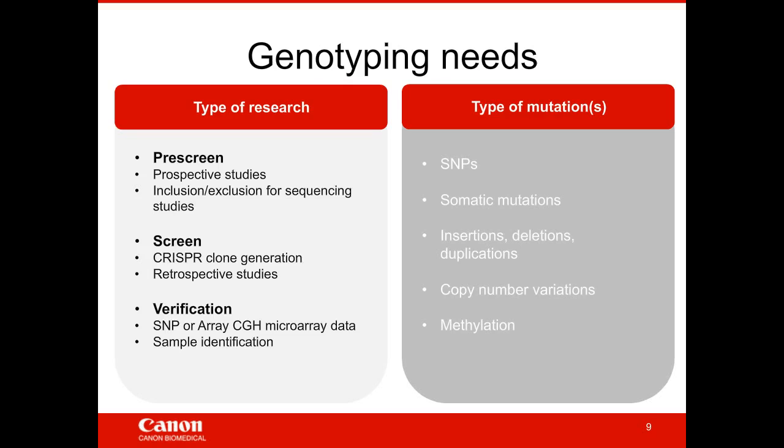So maybe you are selecting a sample to include or exclude from a larger study. The second is a screen, which is a more retrospective approach. A good example of this might be screening CRISPR clones for a specific mutation. And then lastly, you could be genotyping to verify something that you already learned from a different method or was unclear from a different method. So for example, maybe you send out samples for full genome sequencing and you need to verify a rare or difficult to genotype target that came back as indeterminate.